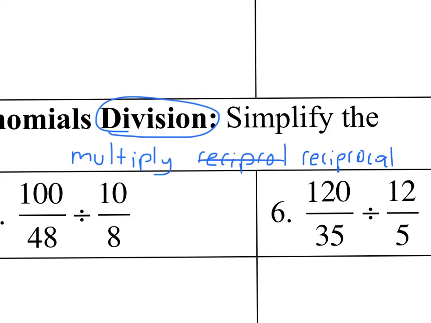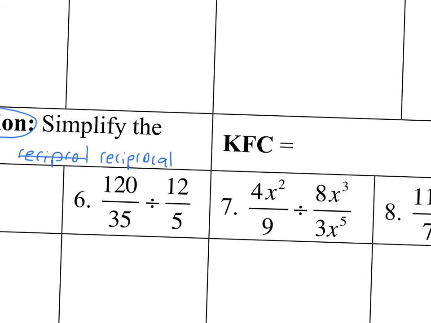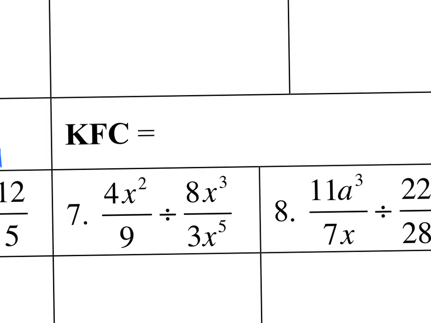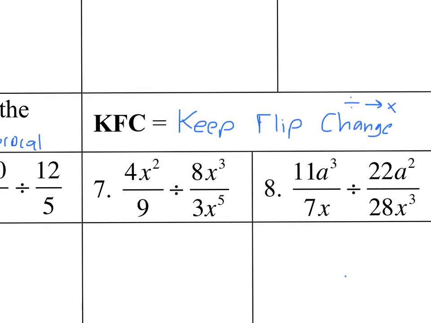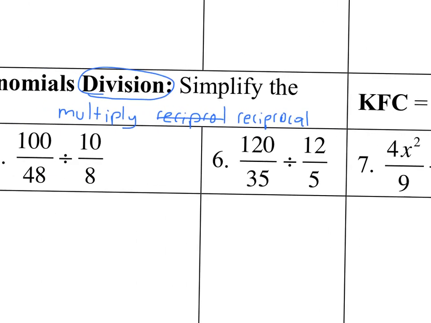All right, there we go. Multiplying by the reciprocal. In other words, one quick way you can remember it is Kentucky Fried Chicken. KFC. Keep the first expression, flip the second one, and change from divide to multiply. We'll get to it in a second. So we're going to keep the first fraction, flip the second fraction, and change it to multiply. That is one way to interpret dividing as multiplying by the reciprocal.